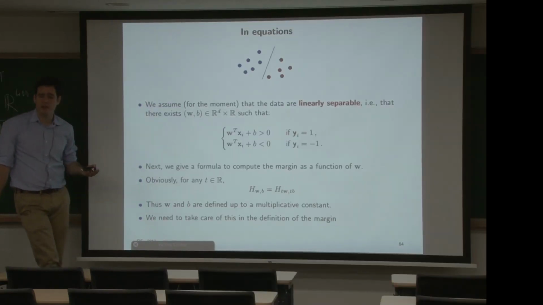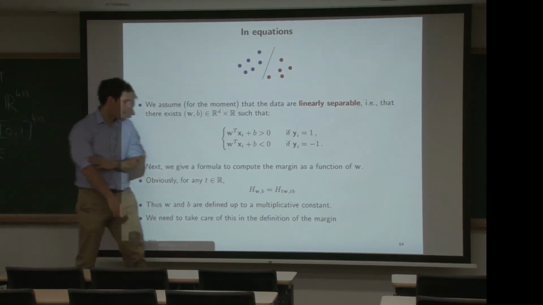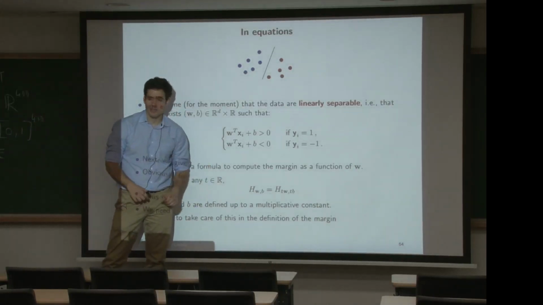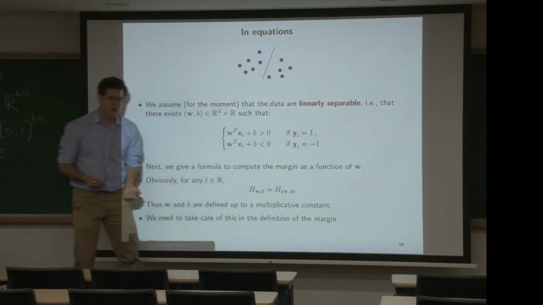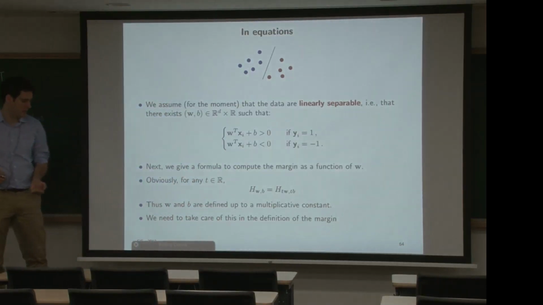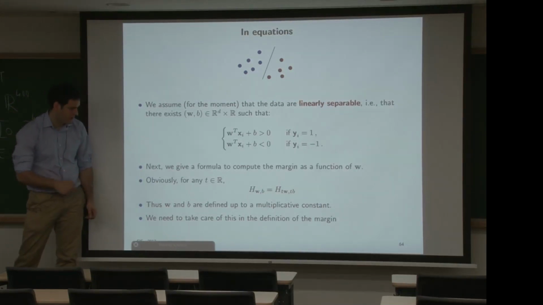But what I would like to insist is that defining just a hyperplane in itself is a bit of an ill-posed problem. Why? Because if I take w and b and I just scale them by a positive number, tw, tb, I get exactly the same hyperplane. So we're going to try to lift this multiplicative constant ambiguity.